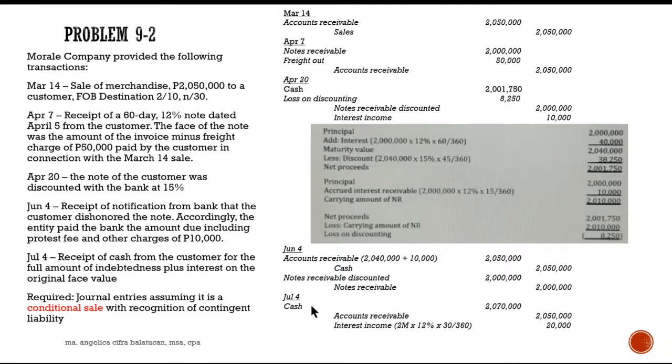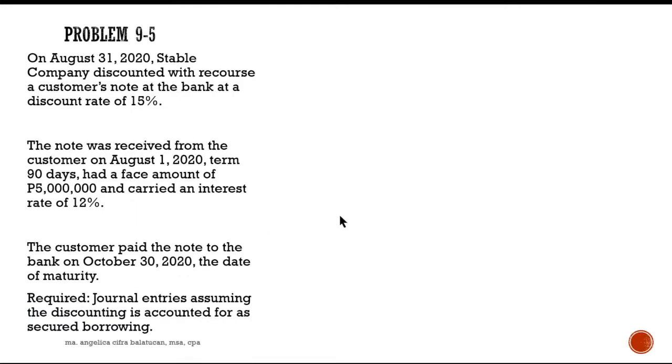And then the total collection is 2,070,000. So that's for a conditional sale. So this is with recourse. Now let's proceed to another problem.